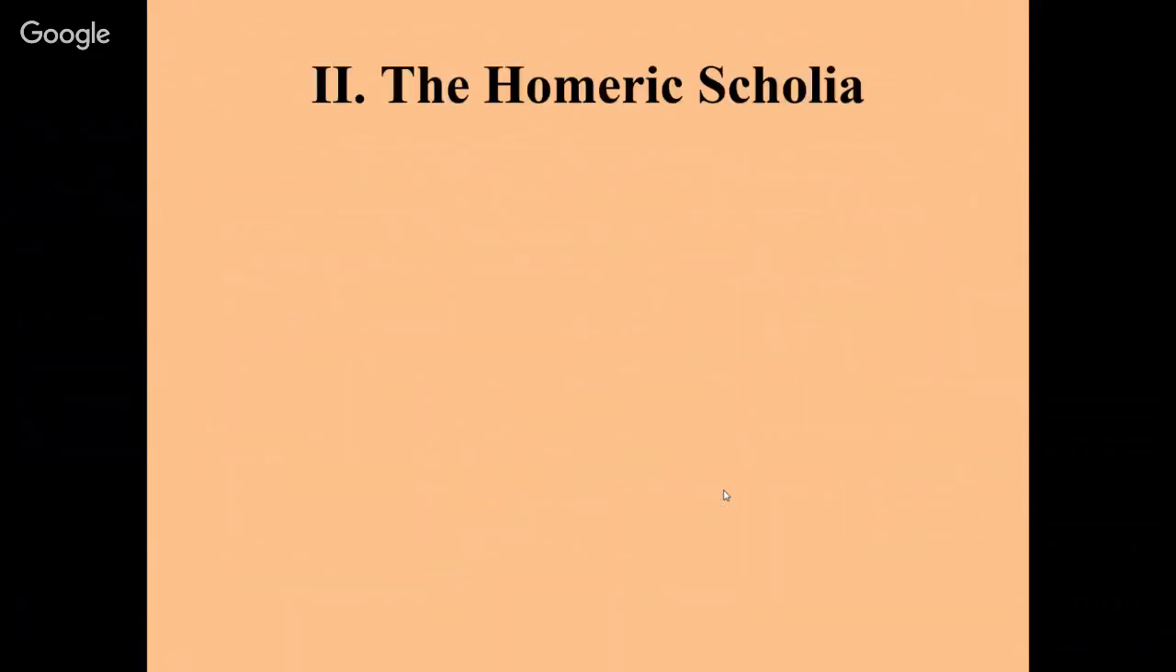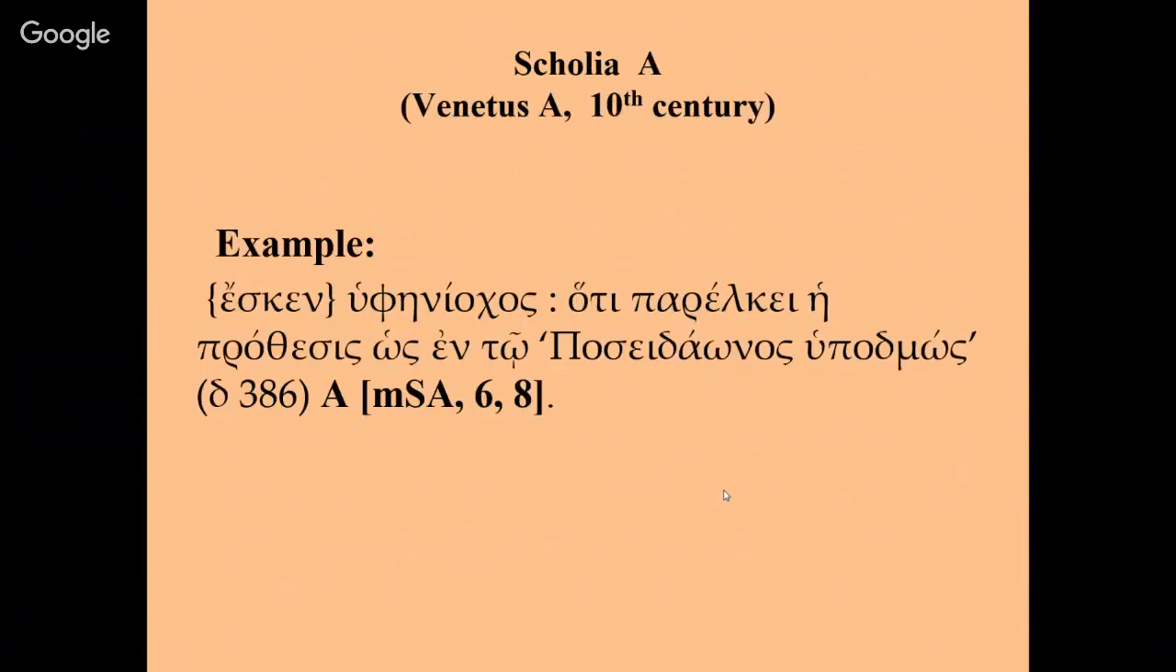Then we pass to the classification of the Homeric scholia. Most of the scholia to the Iliad fall into three basic groups. The first group is the A scholia. The A scholia are termed critical, and they come from the margins of our manuscript, the manuscript Venetus A of the 10th century.